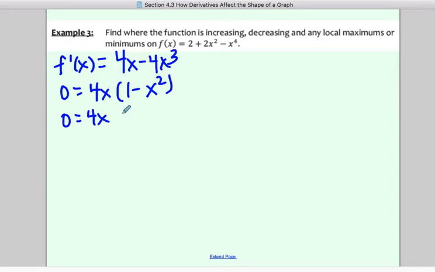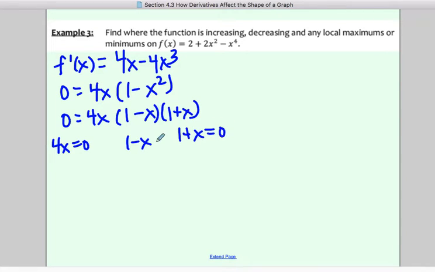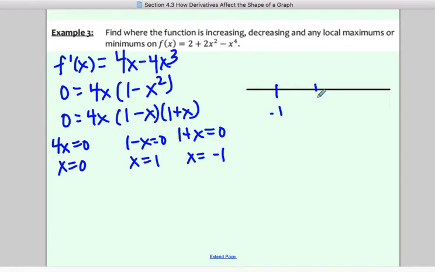Then I'm going to do a difference of squares. So it's 1 minus x, 1 plus x. And then we would set them each equal to 0. So x equals 0, x equals 1, x equals -1. Then I'm going to go ahead and create a number line with those numbers on there. So we will have -1, 0, 1. And then we just need to remember we're plugging them into our derivative.